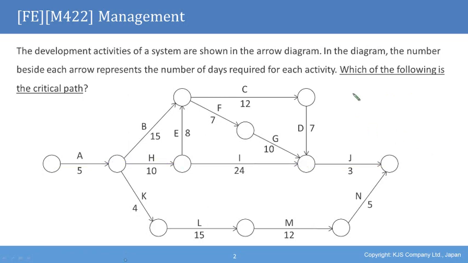And finally, we had option D, which was A, H, E, F, G, J. If we take a look at this option now, it's going to be 5 plus 10, which will be 15, plus the 8, which is 23, plus F, which is going to be 30, plus the 10, makes it 40, plus the 3, which makes it 43.